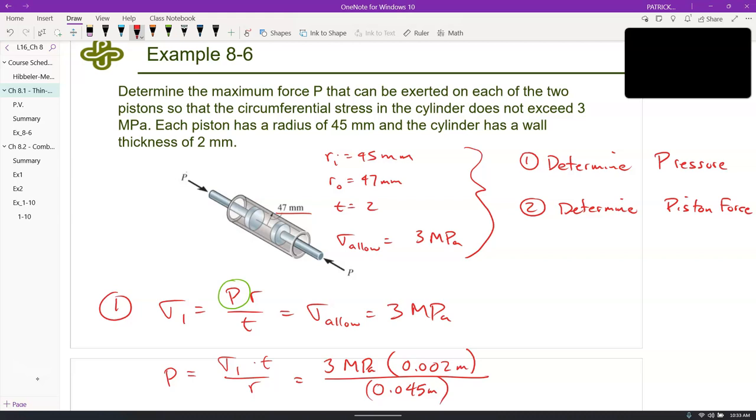Yeah, you could do 2 millimeters over 45 millimeters. Units just cancel out there. So the pressure is equal to, let's convert to kilopascals, 133 kilopascals.